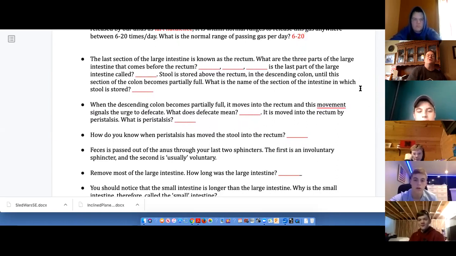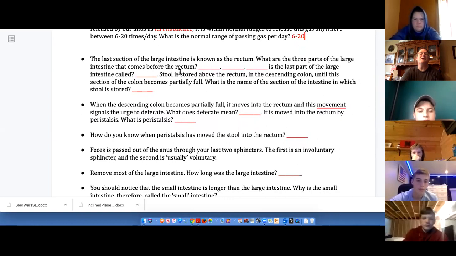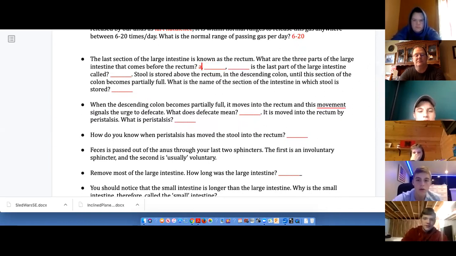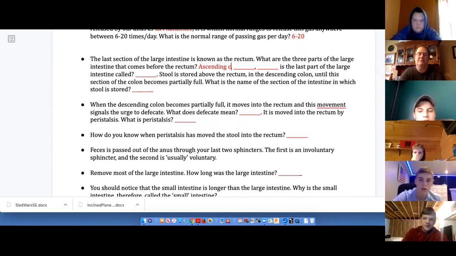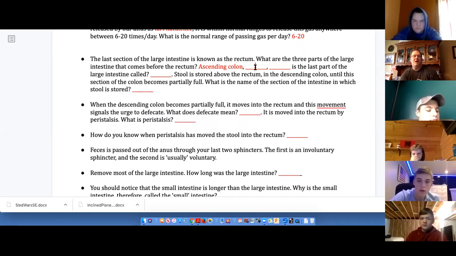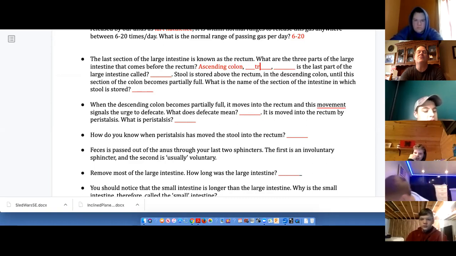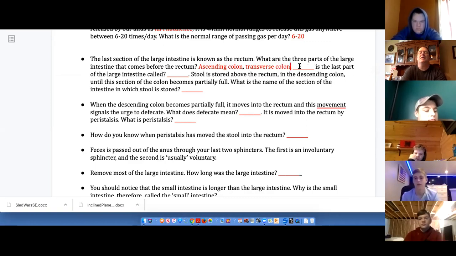Okay, the last section of the large intestine is known as the rectum. What are the 3 parts of the large intestine that come before the rectum? The ascending colon, the transverse colon, and the descending colon. Okay, yes. So the ascending colon is the part that goes up the right side of our abdomen. Then it goes across, the transverse colon. And then it drops down.